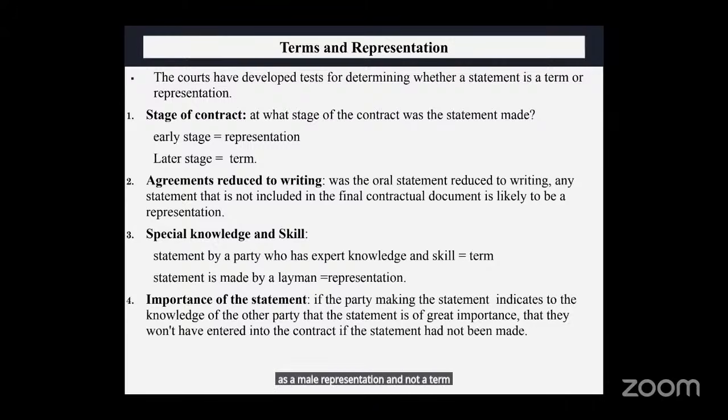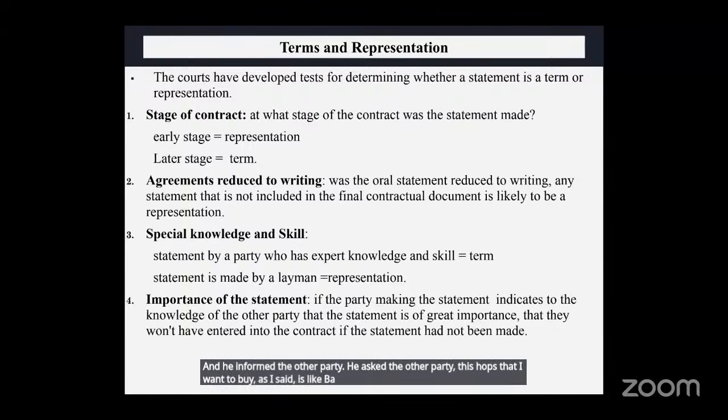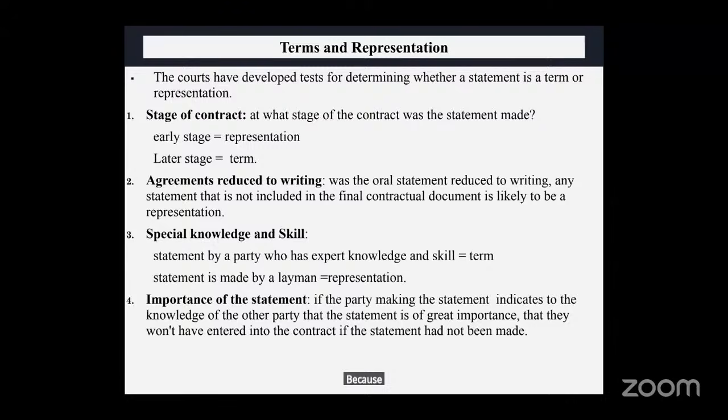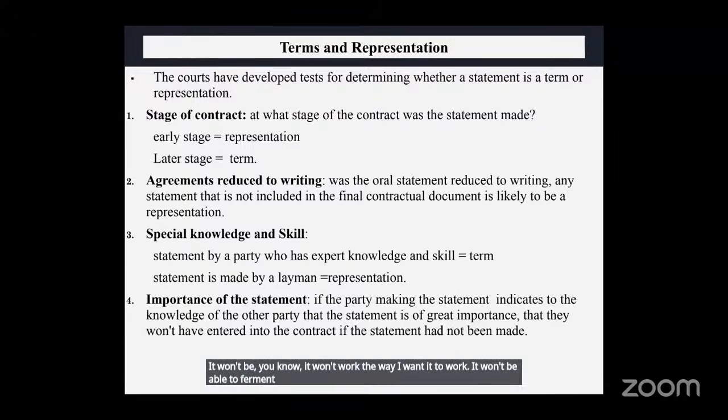Another example with respect to the last test, which is the importance of the statement, is that there was a case where a party wanted to buy hops. Hops is like barley. People use it to make beer. So a party wanted to buy hops, and he asked the other party, this hops that I want to buy, was it treated with sulfur? Because if it was treated with sulfur, I won't buy it. It won't work the way I want it to work. It won't be able to ferment into a beer.